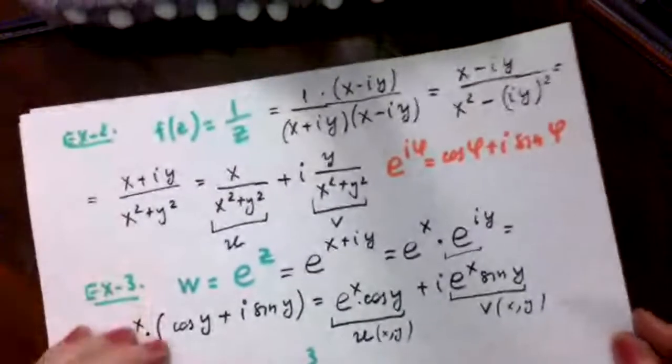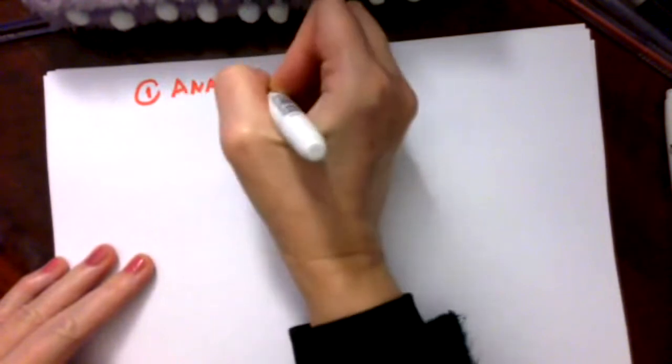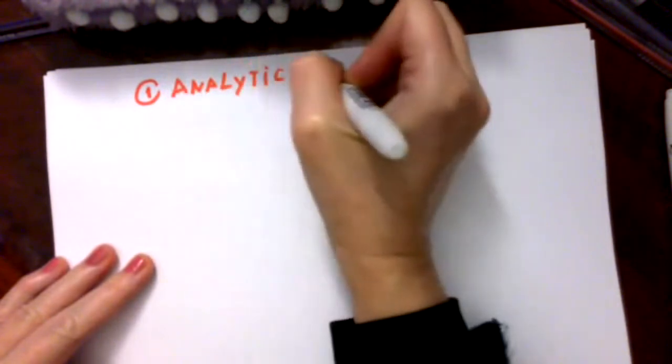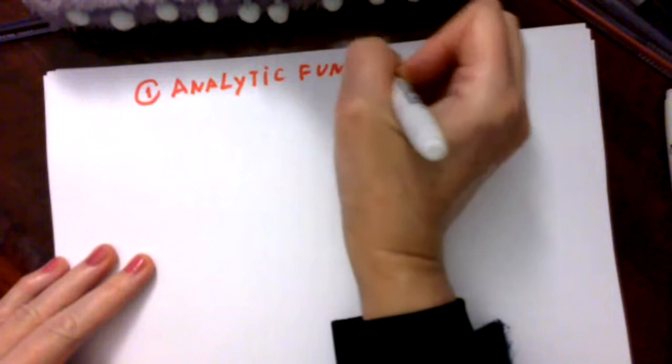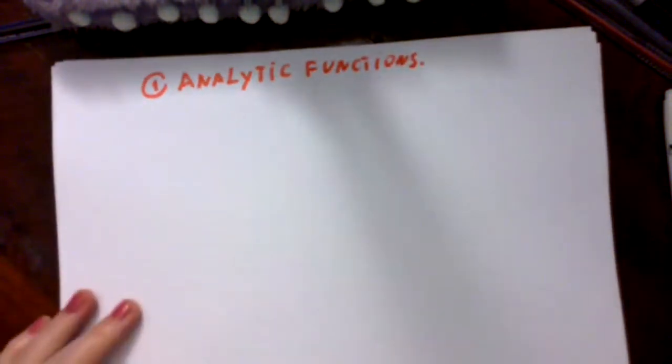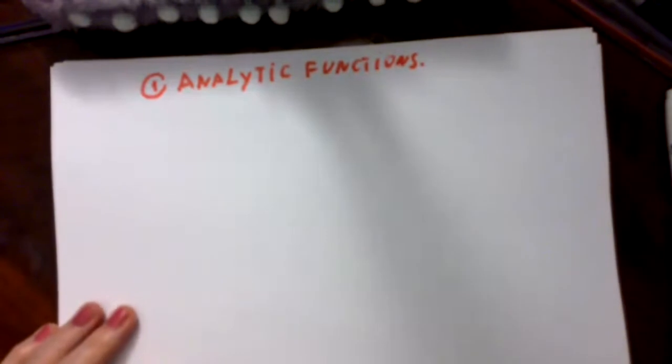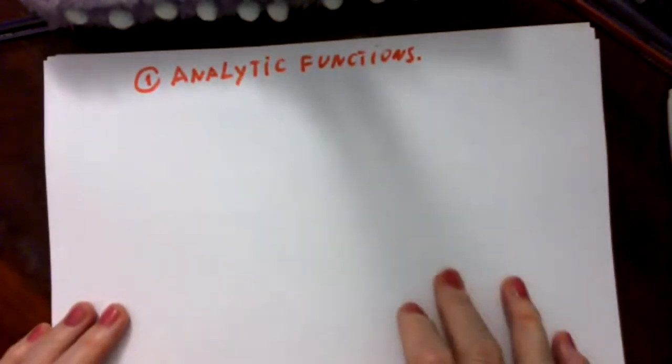Okay, so what next? This was the introduction to the concept of complex variable functions. And now it's time for us to plunge into our first promised topic. Do you remember what it was? It was analytic functions. I'm not going to discuss the definition of what an analytic function is. Your task is to determine if it's analytic or not.